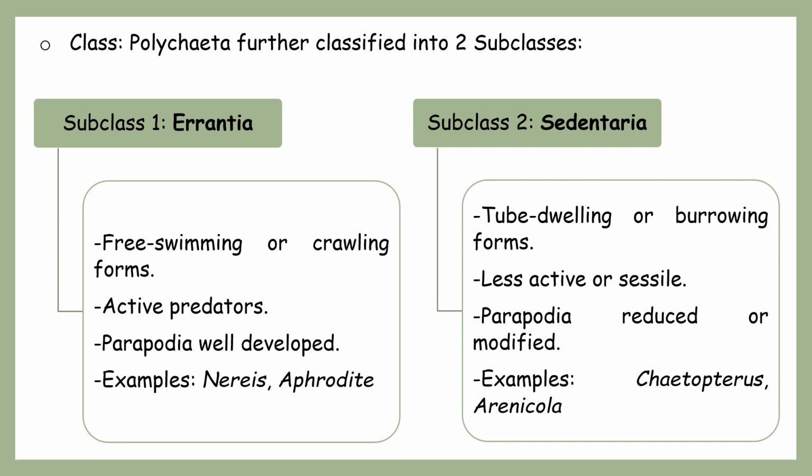Coming to their characters, in the subclass Errantia, free swimming or crawling forms are present. They are active predators, and parapodia are very well developed. Examples for this category are Nereis and Aphrodite. On the other hand, subclass 2 Sedentaria are tube dwelling, burrowing forms, a little less active and sessile. Because of this nature, the parapodia are reduced or modified. Examples for this are Chaetopterus and Arenicola. So this is about class 1 Polychaeta.